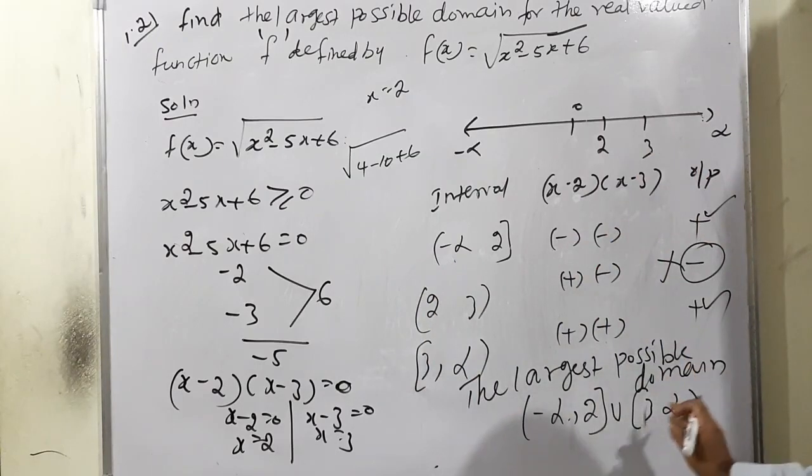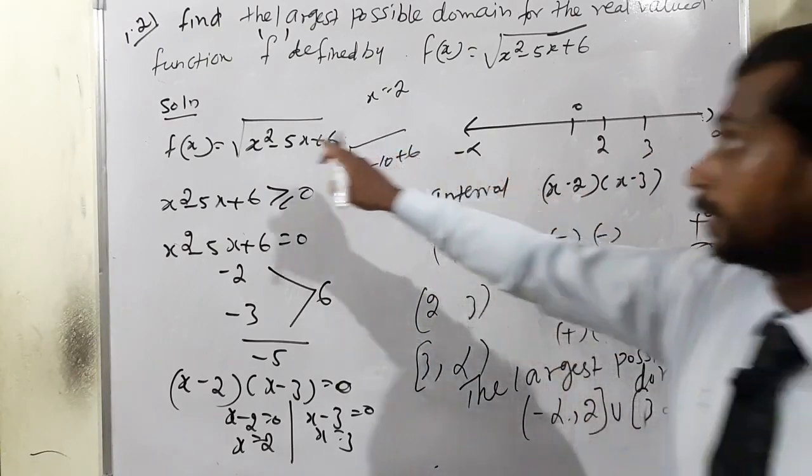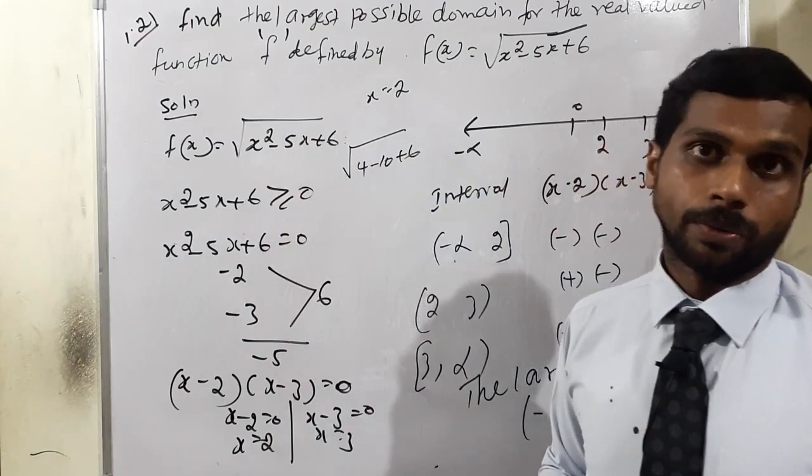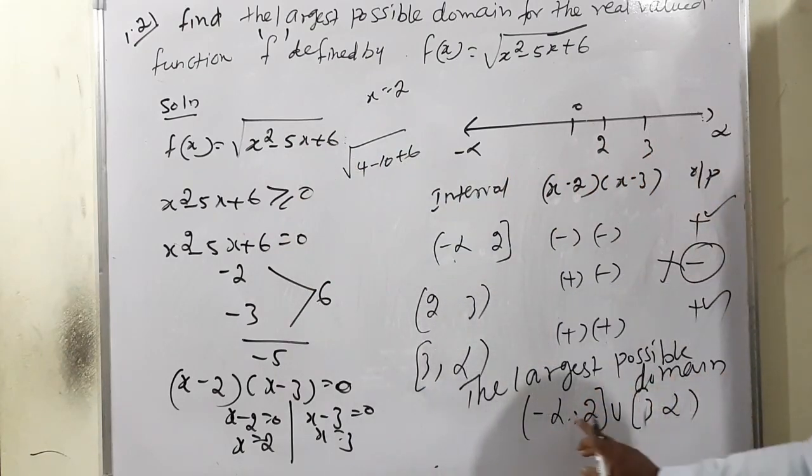Okay. I hope you understand why I have considered the square root greater than or equal to 0. Okay. This is the largest possible domain. Answer: open interval minus infinity to 2 closed interval, union 3 to infinity. Okay. I will continue with the next question.